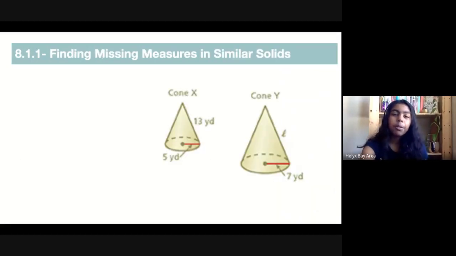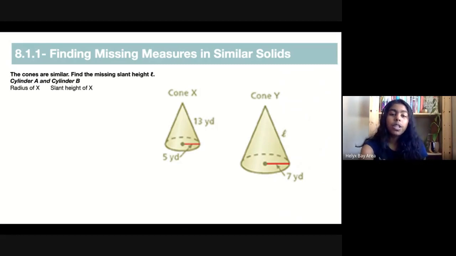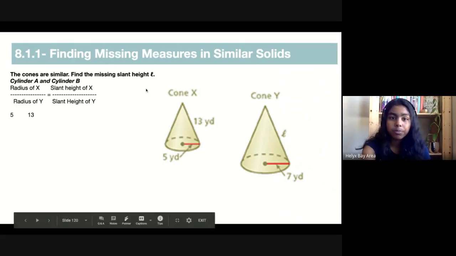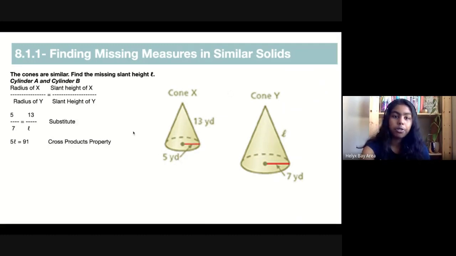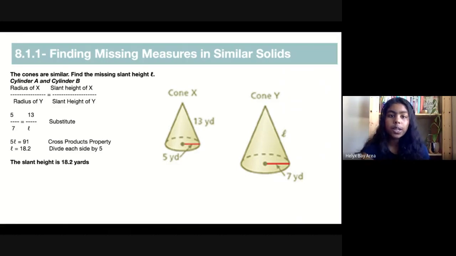Okay, so now we're going to be finding missing measures in similar solids. In this case, they already tell us that the cones are similar, which means they are proportional. So we're going to use this basic formula here to compare cone X and cone Y. First we're looking at the radius of X. The radius of X divided by the radius of Y should equal the slant height of X divided by the slant height of Y. So we're going to substitute using the information we are given from the picture.